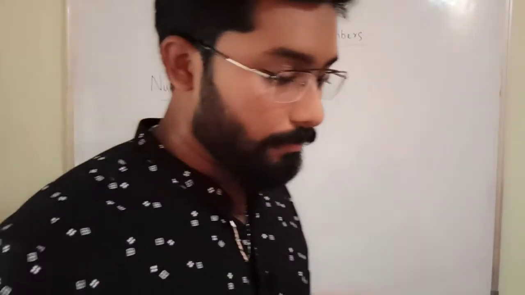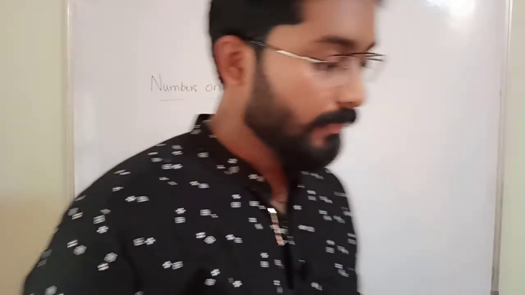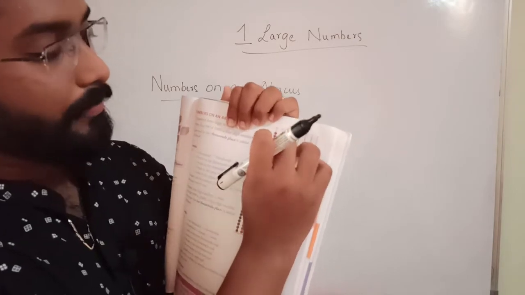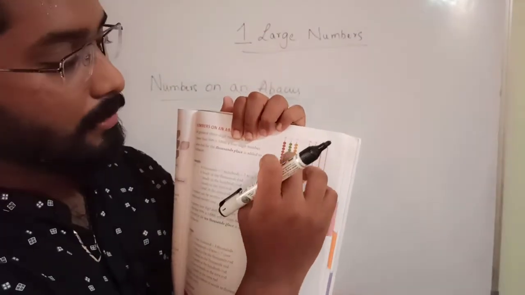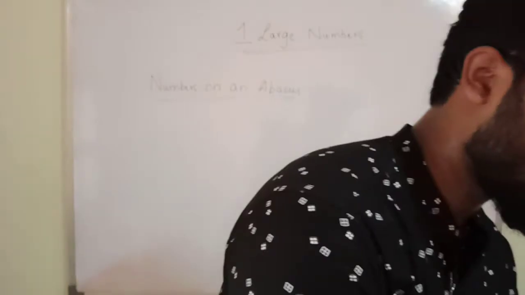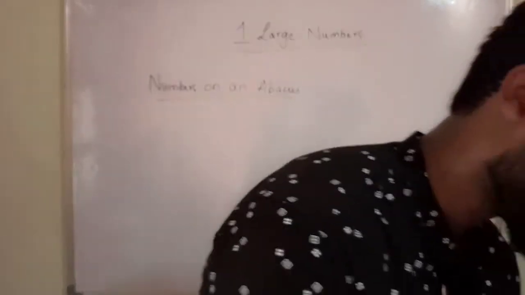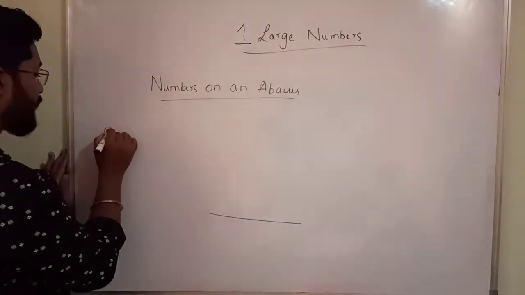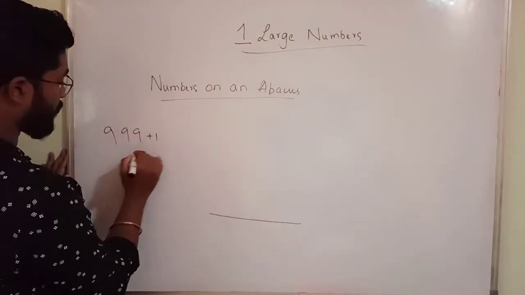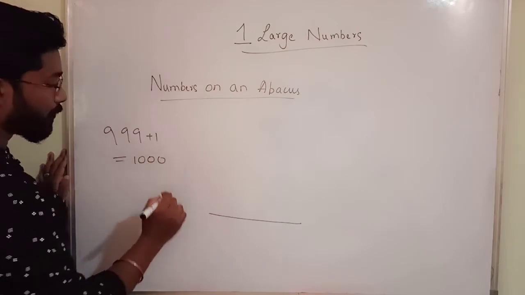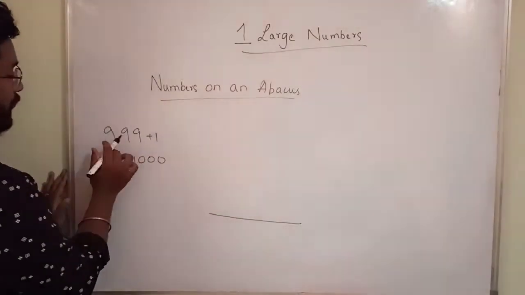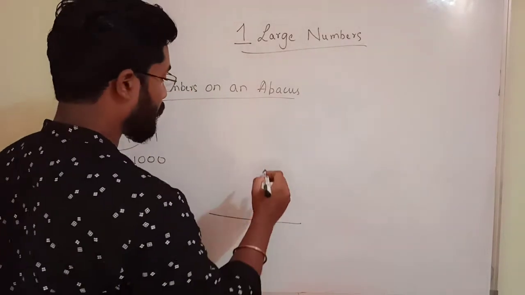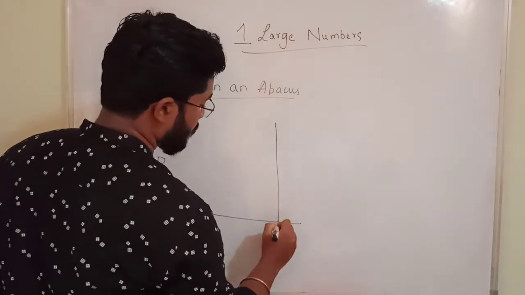Next one. Here you know, this is the ones place, this is the tens place. I will draw on the board so that it will be very clear for you. So 999 plus 1 equals how much? 1000. Right? Here let's see how to represent this 999 and 1000 in your abacus form.